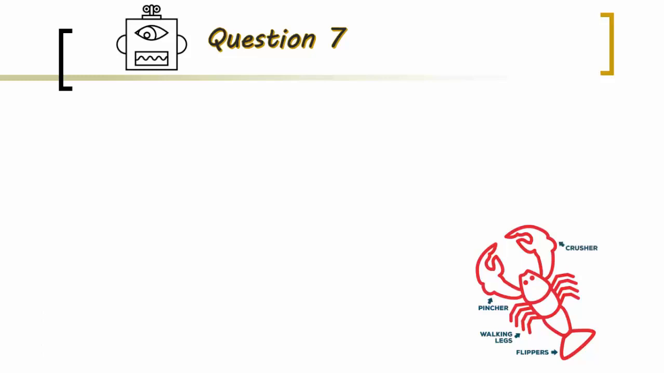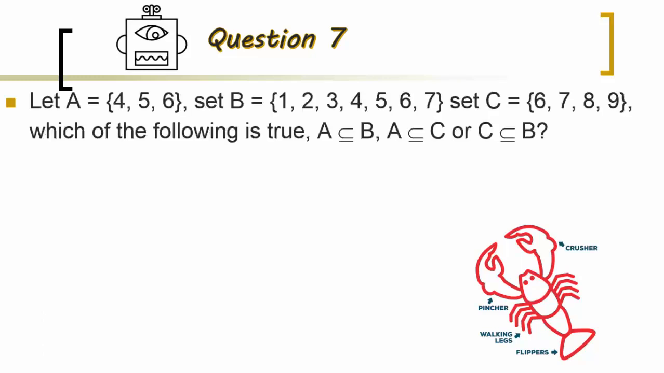In question number 7, let's look at it. So we have set A equal to 4, 5, and 6, and we have set B, 1, 2, 3, 4, 5, 6, and 7, and then we have set C, 6, 7, 8, and 9. So we want to ask ourselves the question, which of the following is true?